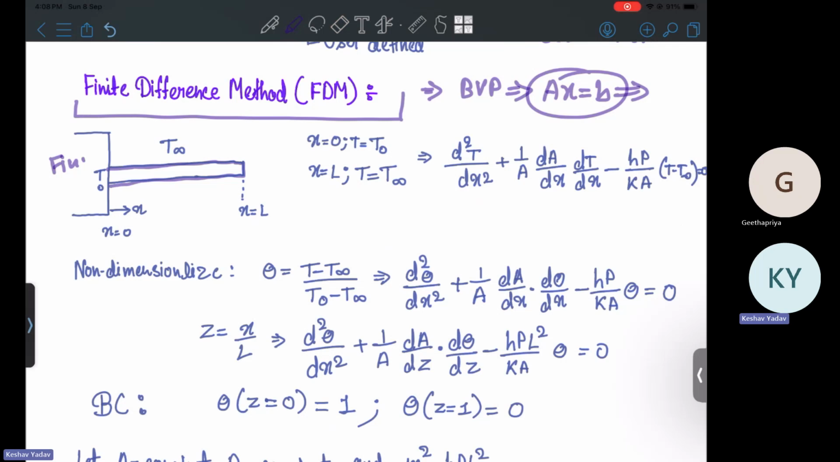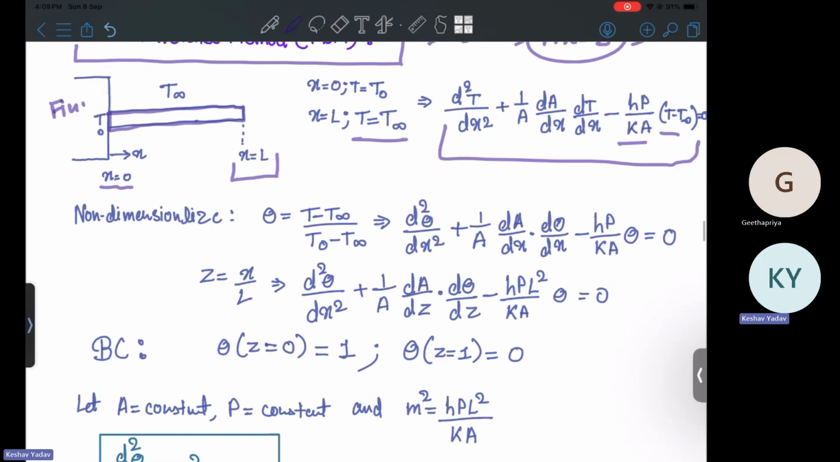The surrounding temperature is T infinity. Temperature at the base is T naught, means at x equal to 0 the temperature is T naught. I am assuming at x equal to L the temperature is T0. And if I find the governing equation for this, it will come like d2T by dx square plus (1 upon A)(dA upon dx)(dT upon dx) minus (hP upon kA)(T minus T infinity) equals 0. The derivation is not important.